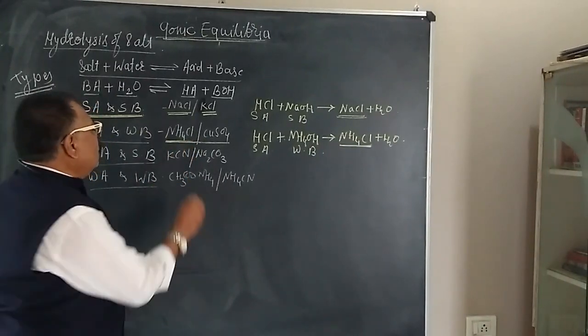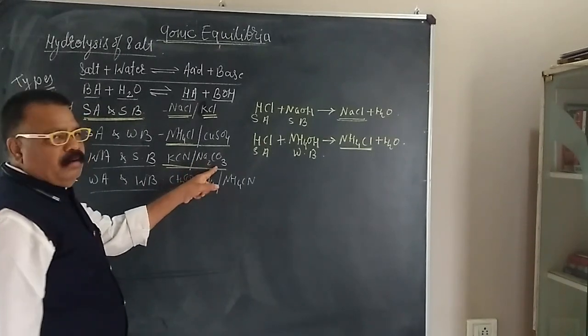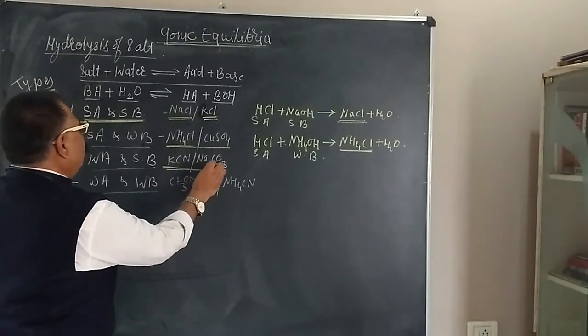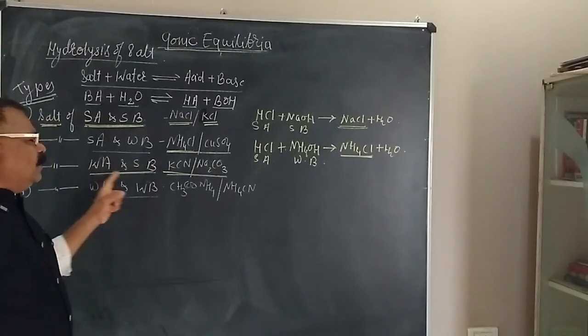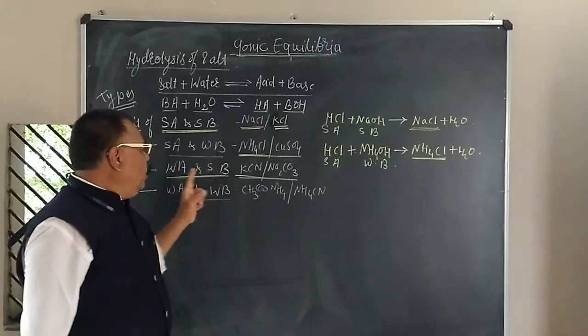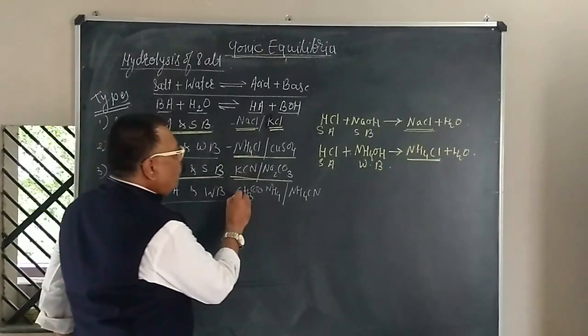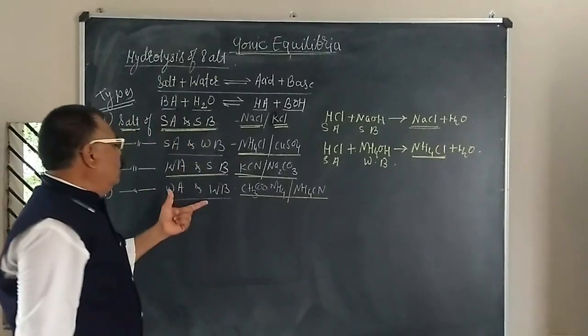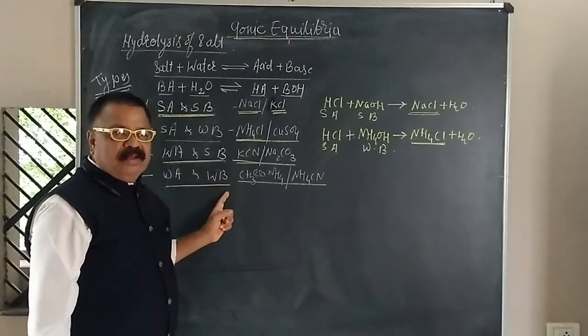In a very similar manner, whatever formation we are getting here is sodium carbonate. This is also a salt, which we get by the combination of a weak acid and a strong base. Correct? Weak acid and strong base. The salt we get here is by the reaction of weak acids as well as weak bases.